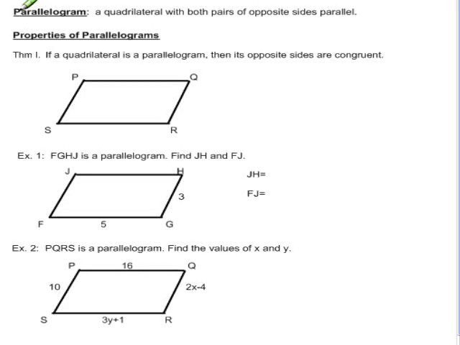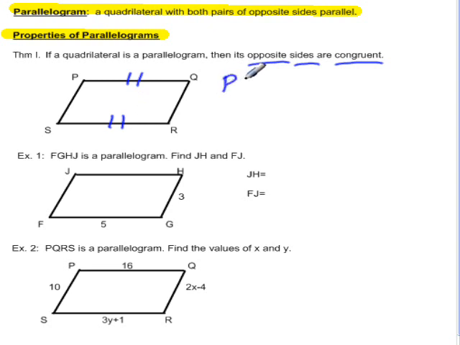Okay, today class we want to talk about parallelograms, and a parallelogram is a quadrilateral with both pairs of opposite sides parallel. We also want to talk about four properties of parallelograms. We'll talk about these properties in the form of theorems, and the first theorem says if a quadrilateral is a parallelogram, then its opposite sides are congruent, which means that PQ and SR are congruent to each other.